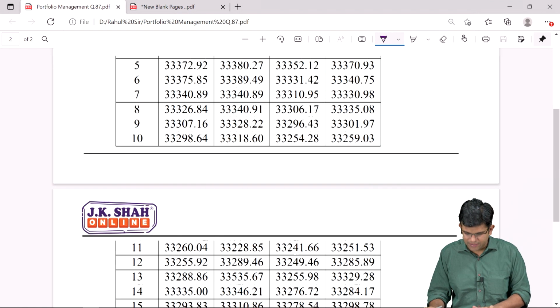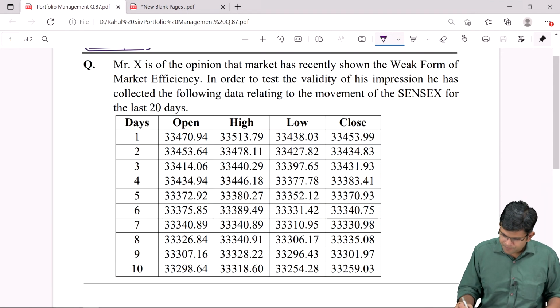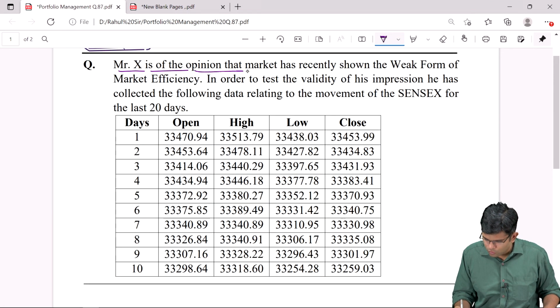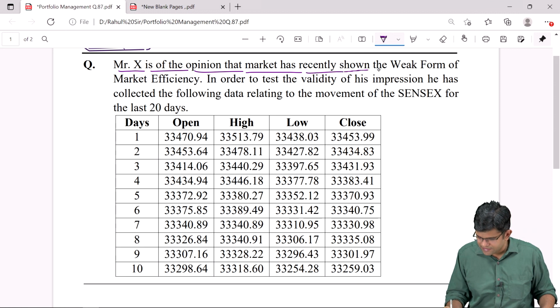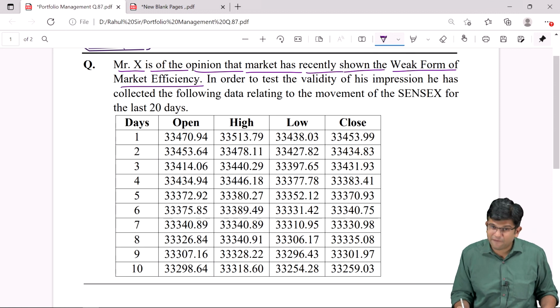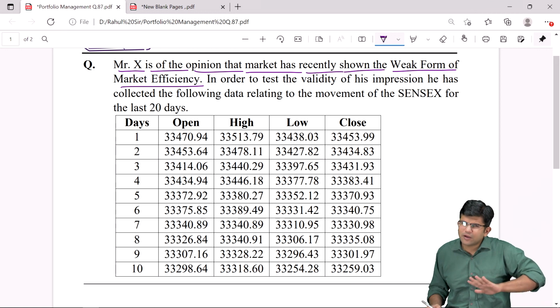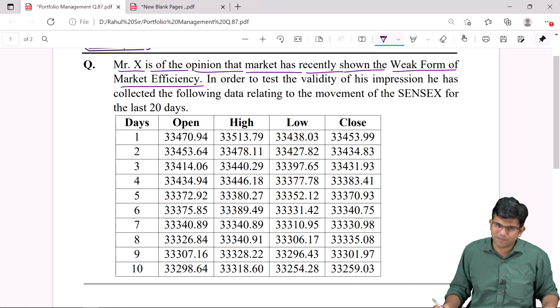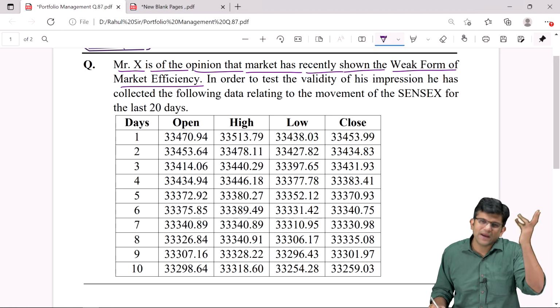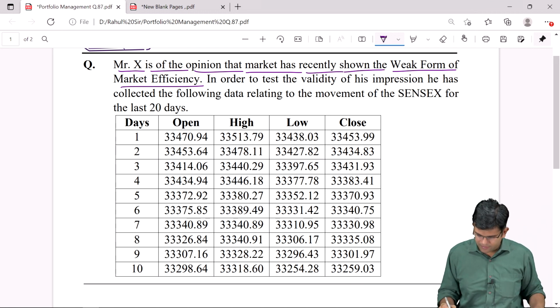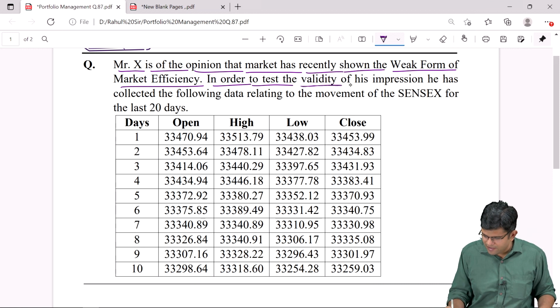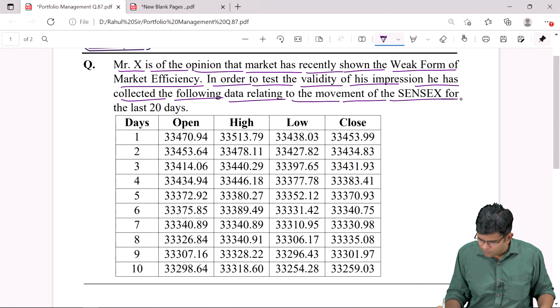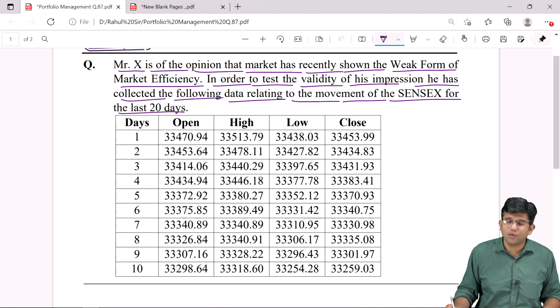Let us now try to understand it. They are saying Mr. X is of the opinion that the market has recently shown the weak form of efficiency. Now, what is the meaning of efficiency? I'll again repeat: that means we are not able to simply judge the share prices just by looking at the trend. That means it's an efficient market. In order to test the validity of his impression that the markets are efficient, he has collected the following data relating to the movement of the Sensex for the last 20 days.